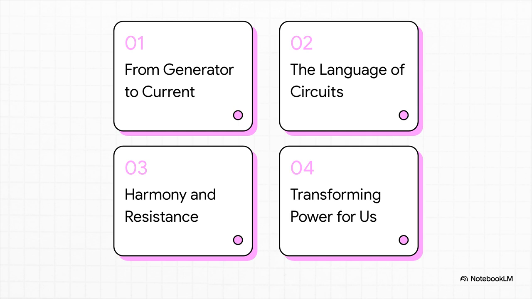All right, so here's how we're going to break this down. First, we'll go right to the source, the generator. Then we'll get into the language of the circuits that control that power. After that, we'll see how all the parts work together in harmony, and finally, we'll uncover the one trick that makes AC so unbelievably useful.